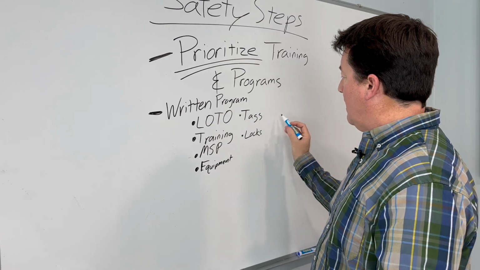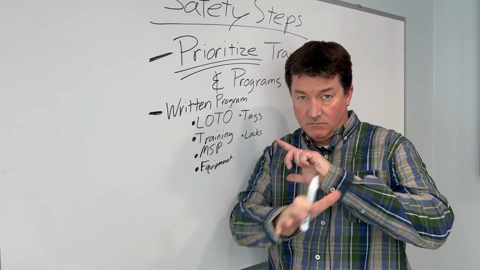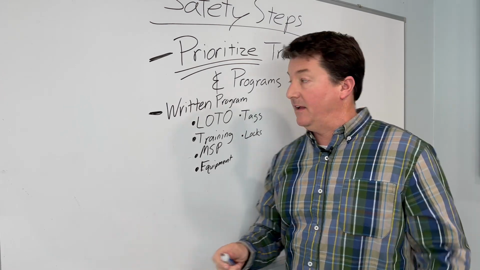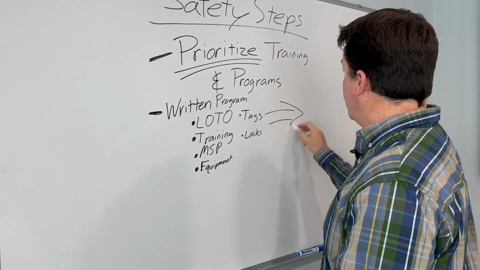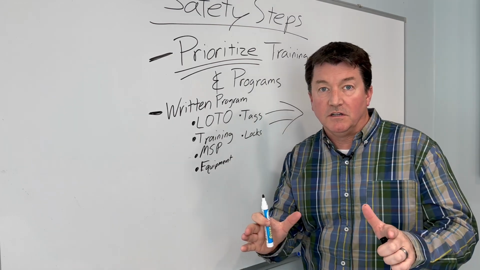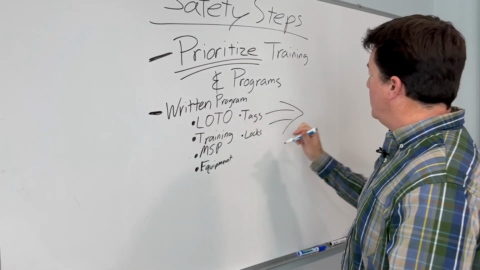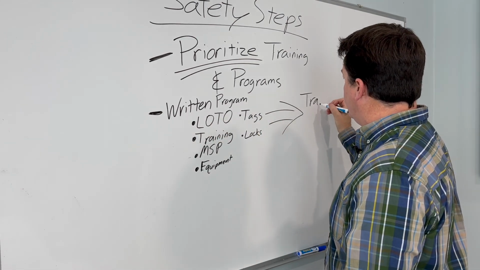And then once I have the program to where I know what the game plan is, what do you got to do with the game plan? Boom, boom. You've got to coach it. You've got to teach it. You've got to train it. So that's your next step. So I got the written programs. Now I'm going to do employee training.